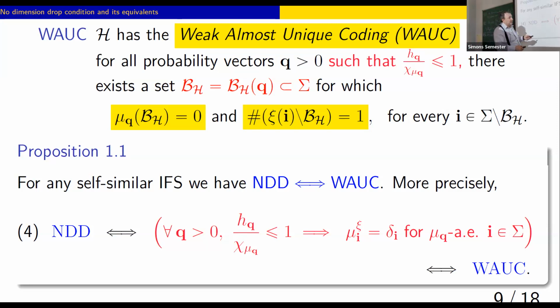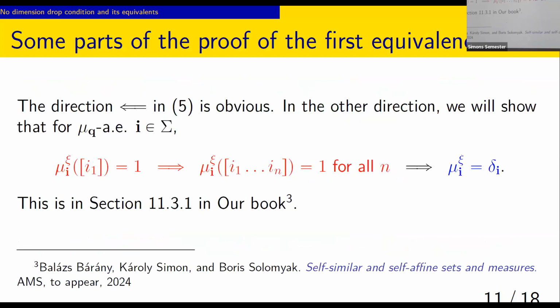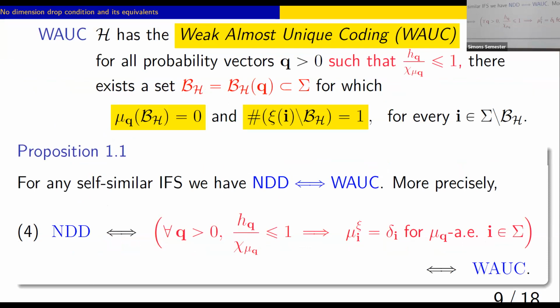The way that we prove it is that no dimension drop is equivalent to the weak almost unique, and they are equivalent to the following: if Q is a small vector in the sense that the ratio is smaller than 1, then, you remember what mu I psi was, we have this picture. Mu is the measure here on sigma, and this mu I psi is the conditional measure on this green line. Assuming that entropy over Lyapunov exponent is small, both no dimension drop and weak almost unique are equivalent to this funny condition: that this conditional measure is atomic, a Dirac measure, for almost all r.